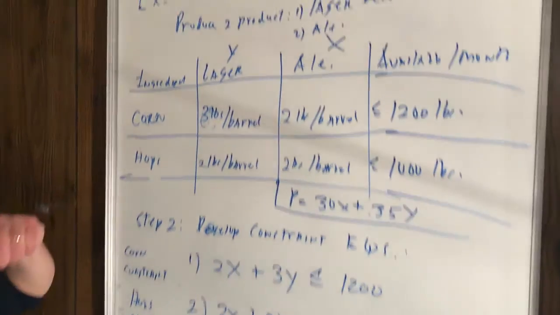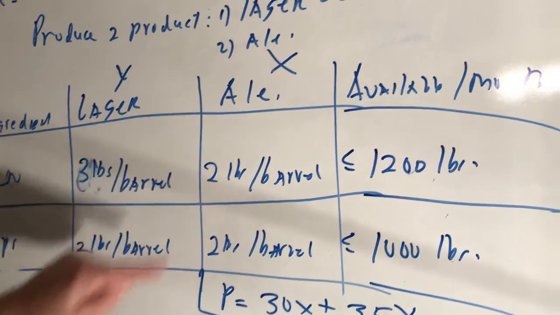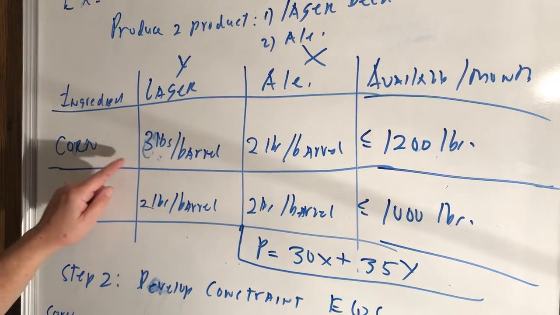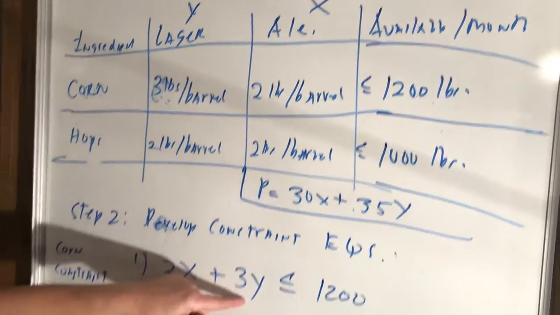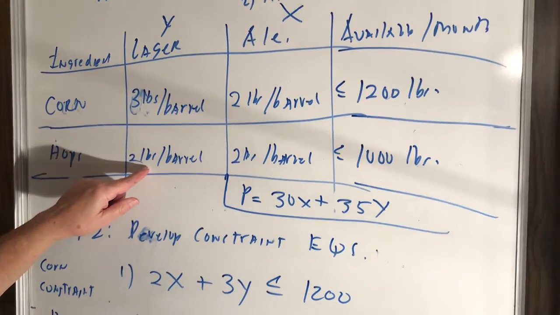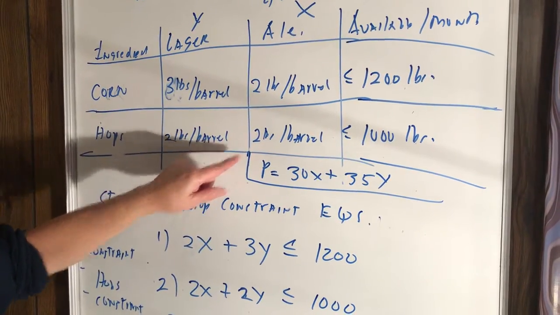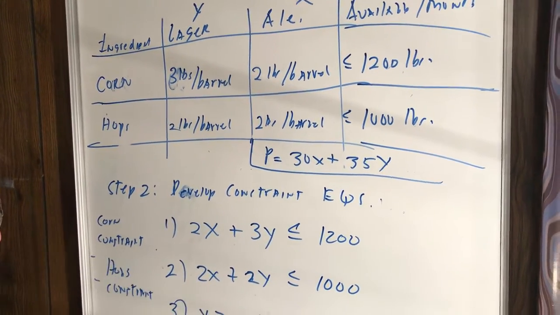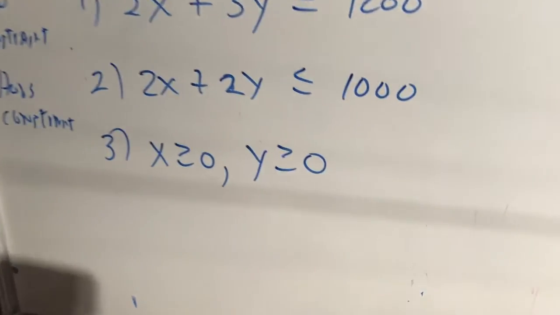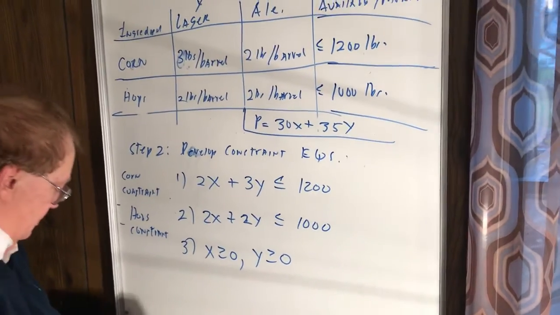So you see from the table, 2 pounds per barrel of ale times the number of barrels, 3 pounds per barrel of corn in a lager, it's 3Y, 2 pounds per barrel of hops in the lager, 2Y, 2 pounds per barrel of hops in the ale, 2X. Therefore, we have these two constraints, plus we all know that our number of barrels must be positive.